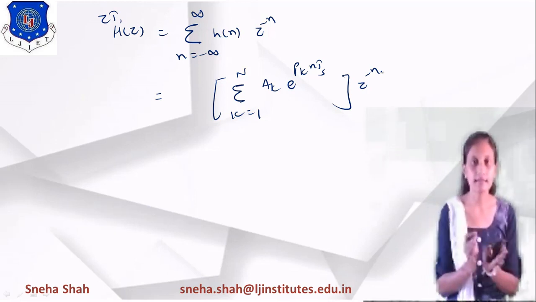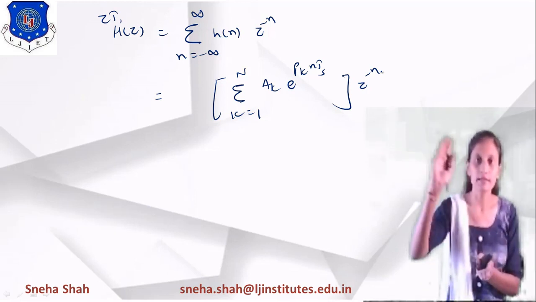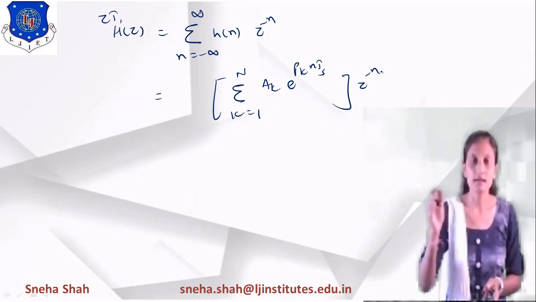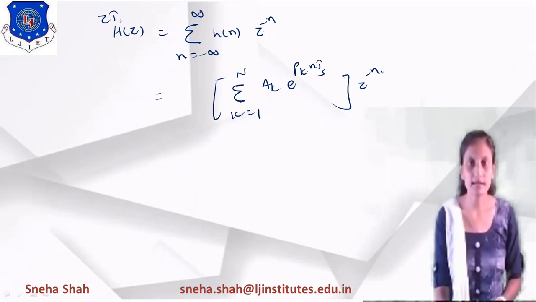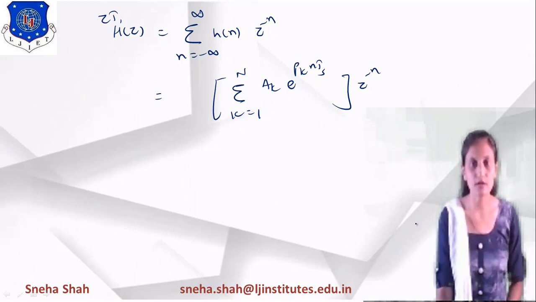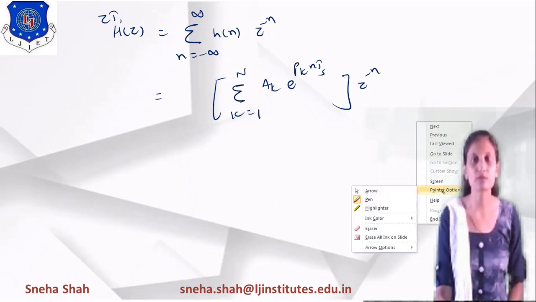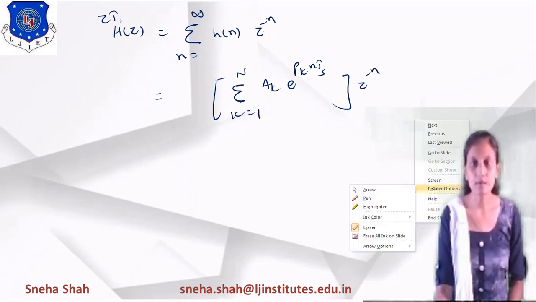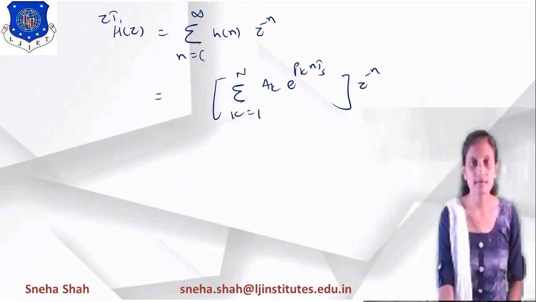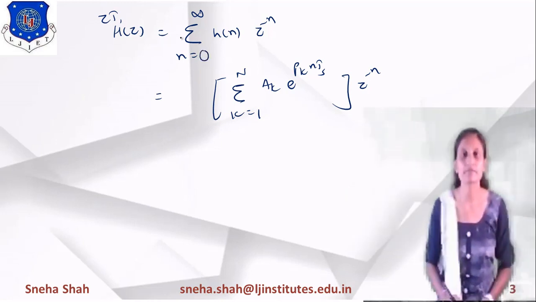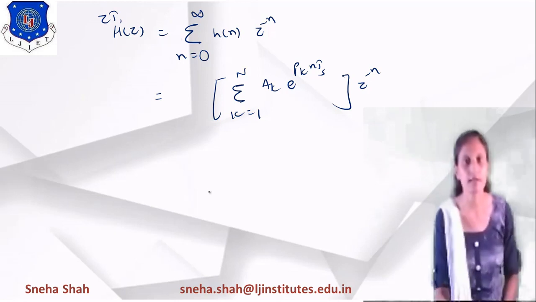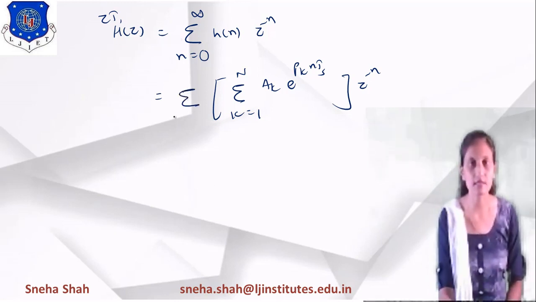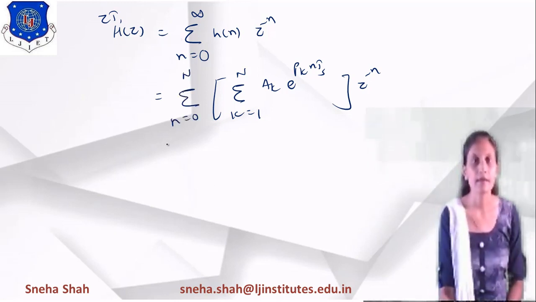As you know, we take values starting from the present value to the past values. We do not include the future values, because if we take the future values, then the system will become non-causal. So to make it a causal sequence, the range will be the summation n equals 0 to infinity.